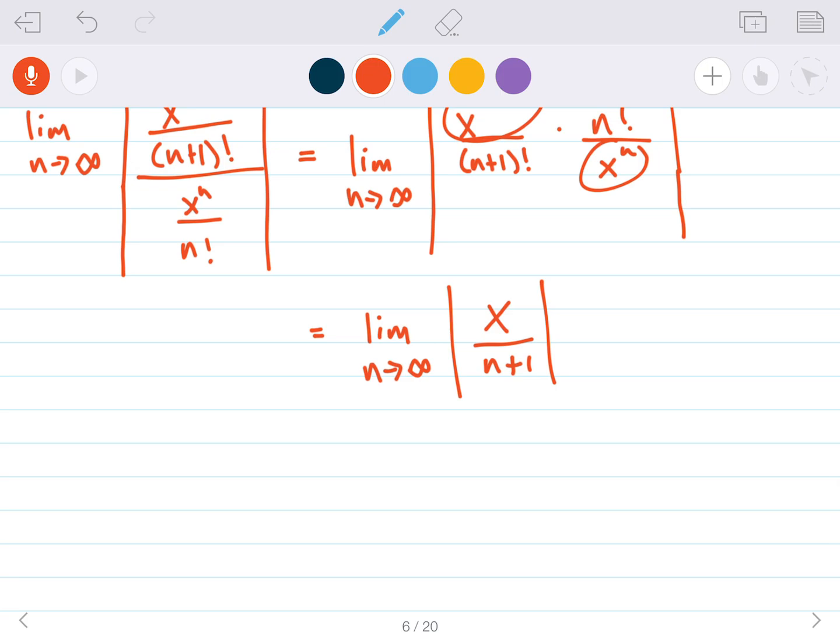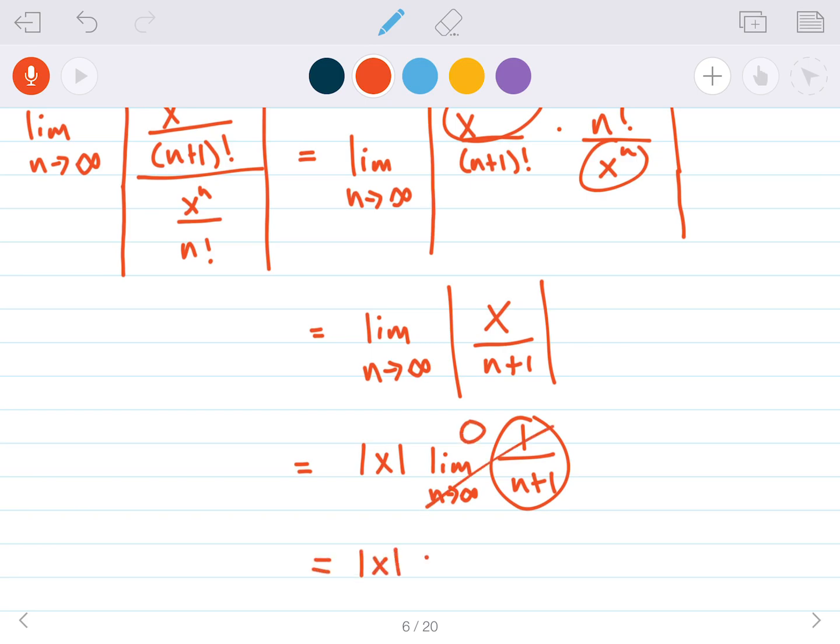Now, remember with the x, I need to leave it in the absolute value bars, but I can take the n terms out because n is always going to be positive, right? N starts at 0. So we have this absolute value of x times the limit as n goes to infinity of 1 over n plus 1. So what happens to this? This whole thing goes to 0, right? So we just have the absolute value of x times 0 equals 0. So for which values of x is this going to equal 0? Well, it's going to equal 0 for all values of x.